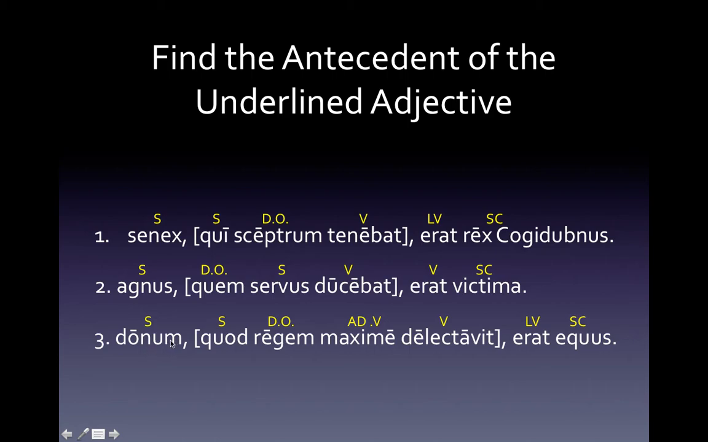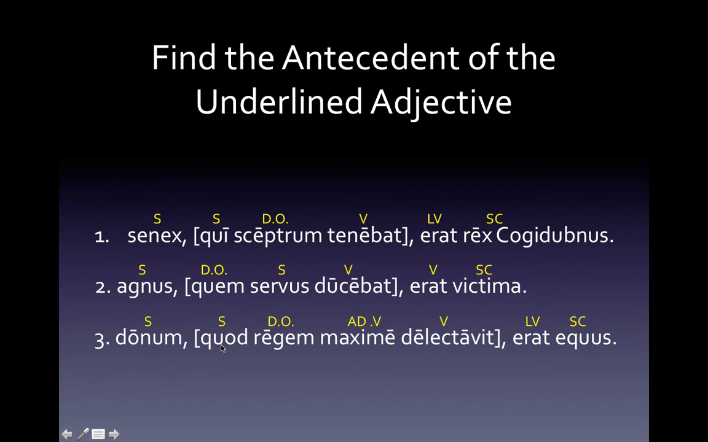Donum, you want to think that it's accusative, but donum is a neuter noun, and furthermore, our verb here is a linking verb. There's no action verb in the main clause, on the outside of the brackets. So this cannot be a direct object. There is no verb for it to be receiving the action of. All right, so the gift is the subject.